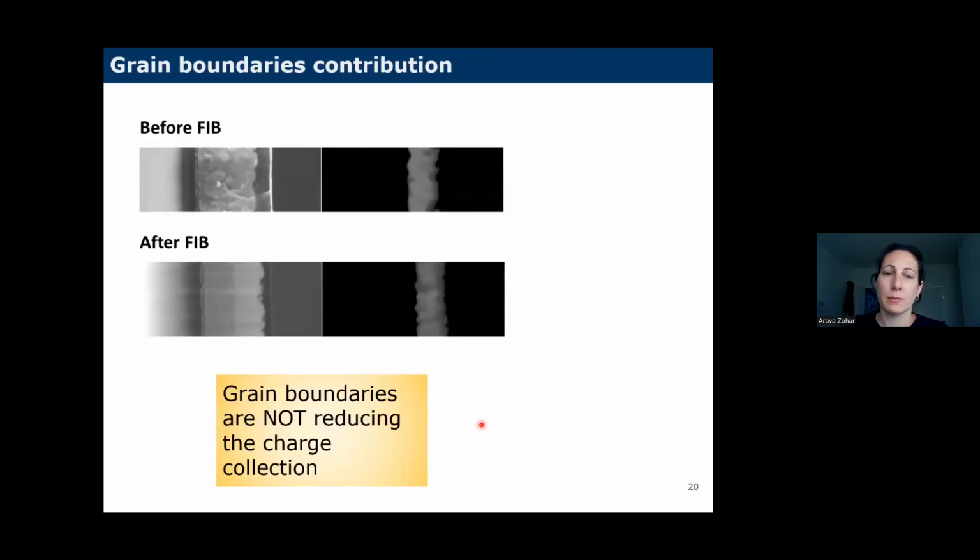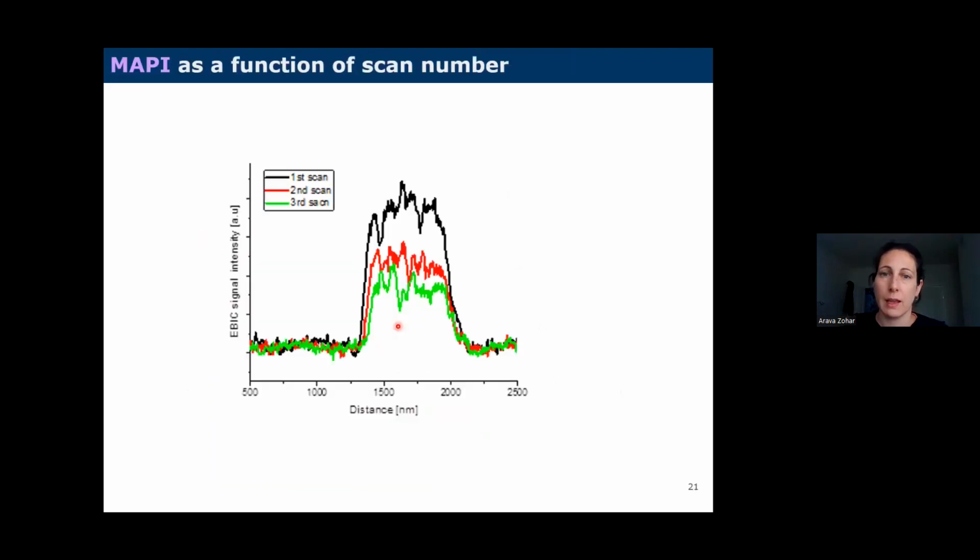We also tried to check if the grain boundaries can affect, because you saw that I can mimic the structure of the crack in my EBIC cells. So this is a different phenomenon, but once I shave or make the cross-section flat, I don't see any contribution from the grain boundaries. They're not contributing to or reducing the efficiency of the cell.